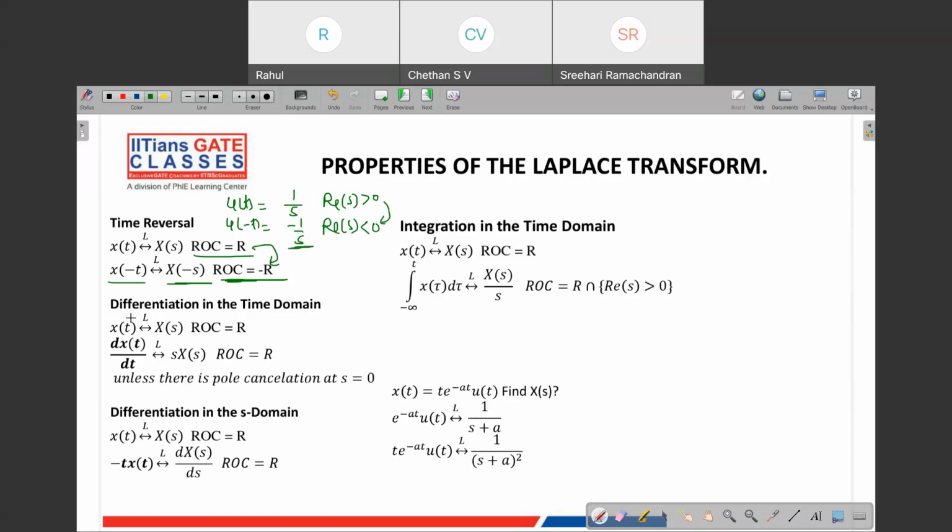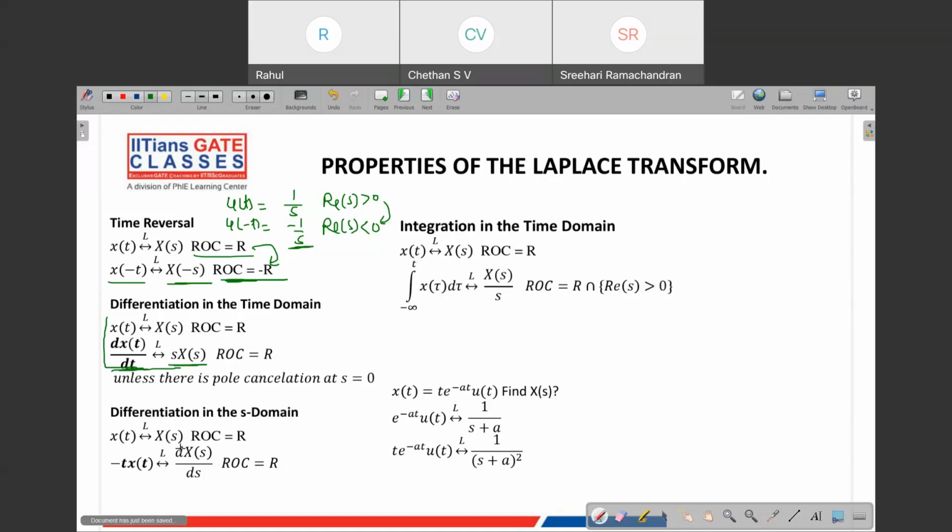Now next is the differentiation in the time domain. So when you do the differentiation in the time domain, in S domain there will be multiplication by s, and this is a very important property. So whenever the system will be given in some kind of differential equation, we will be using this property to solve those kinds of problems. Okay, so this is the property that is generally used when the system is given as some kind of differential equation and we need to solve that problem.